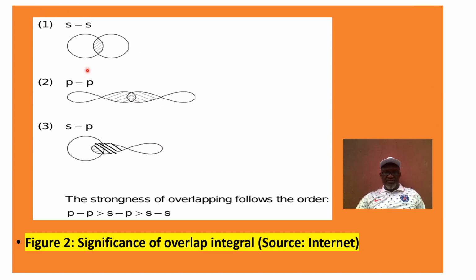Okay, we want to look at this overlap. We have seen this before in the last module. Look at s-s overlap, p-p overlap, and s-p overlap. And we're now saying that the strength of overlapping follows the order: p-p overlap is stronger than s-p overlap, which is stronger than s-s overlap.